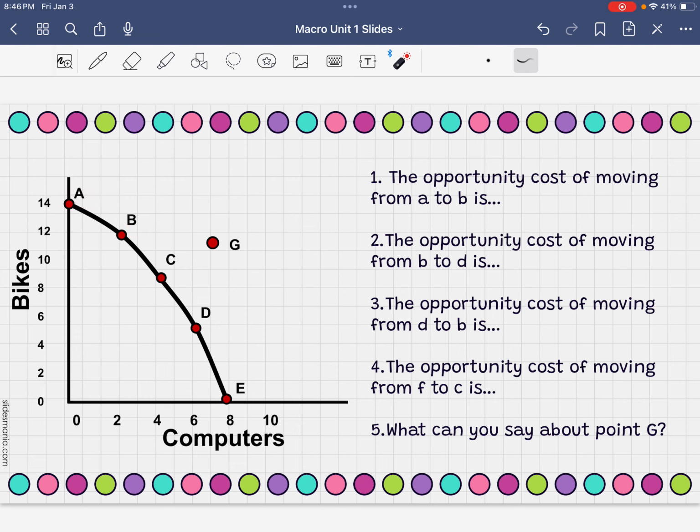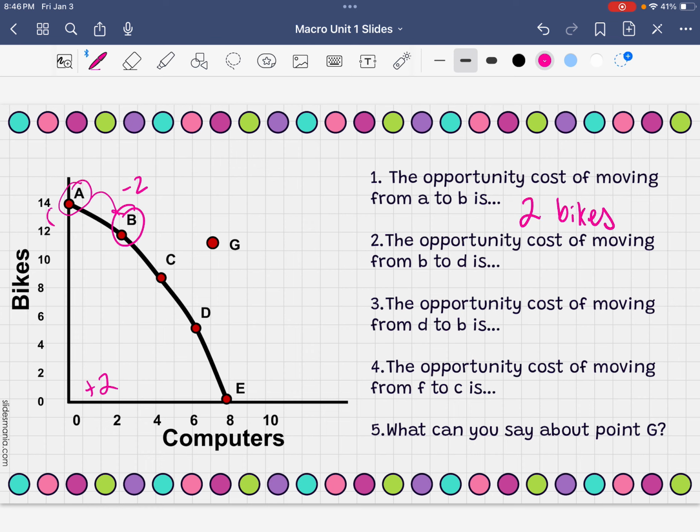I prefer to do it on the chart, but from A to B, it looks like we went from 0 to 2 computers. So we added 2 computers, but opportunity cost isn't what you added, it's what you lost. What did we lose out on? We went from making 14 bikes down to 12 bikes. So we lost 14 minus 12 is 2. We lost out on 2 bikes. So the opportunity cost of moving from A to B is we lose out on the making of 2 bikes.